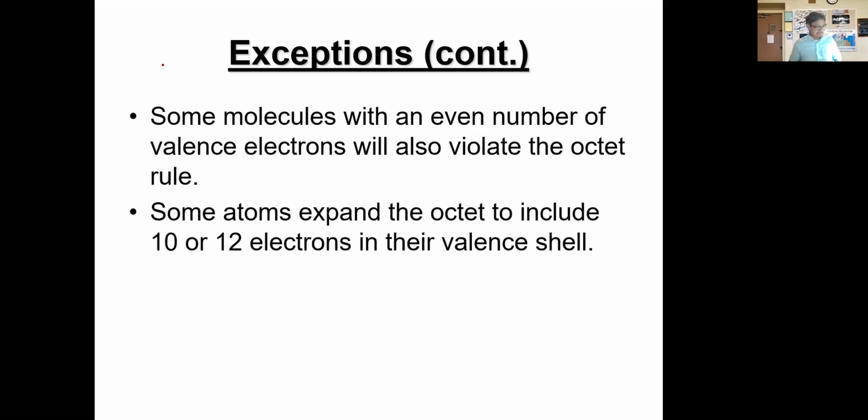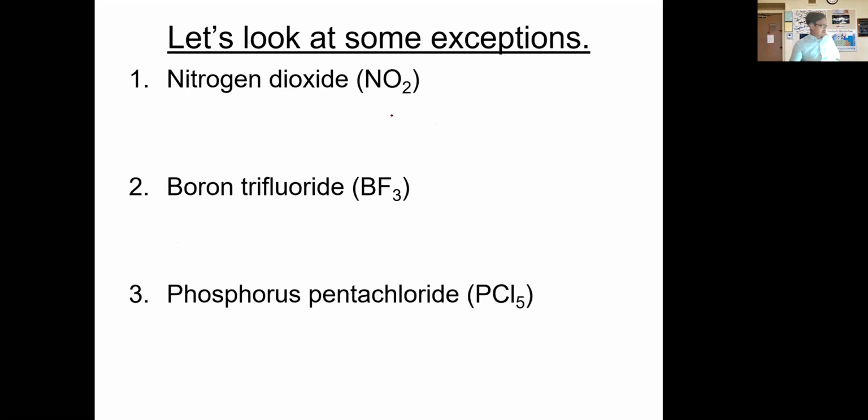Let's take a look at 3 molecules that will give you an idea of each case: an odd number of electrons, a molecule in which an atom has more than the octet, and a molecule in which an atom has less than the octet. Go ahead and take a look at these 3 here: nitrogen dioxide, boron trifluoride, and phosphorus pentachloride. Let's take a look at the first one and see what's going on here.